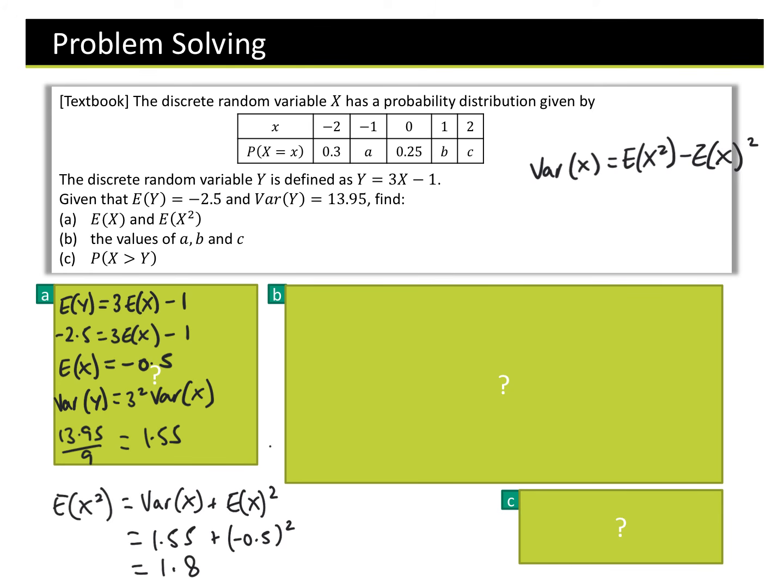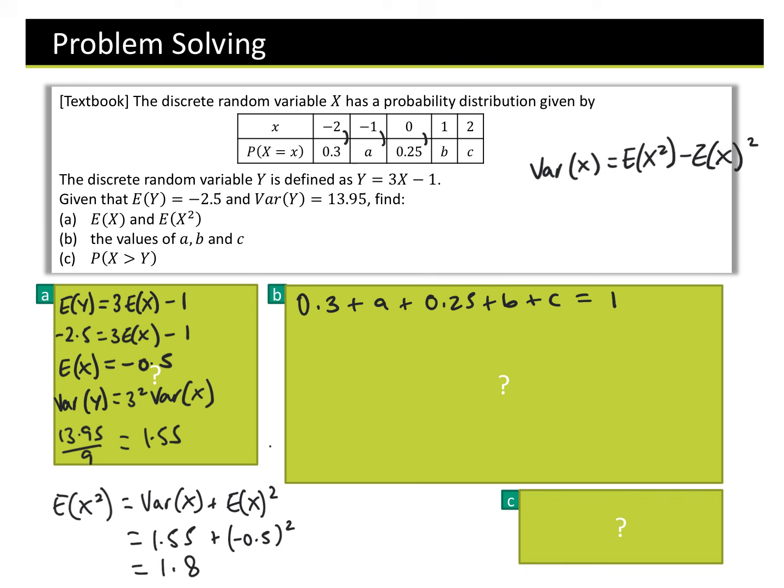Nice and simple. It now says part B, the values of A, B and C. Well, first of all, we know a few things. Number one, we know that probabilities add up to 1. So 0.3 plus A plus 0.25 plus B plus C equals 1. Okay, what else do we know? We know our expected value equals minus 0.5.